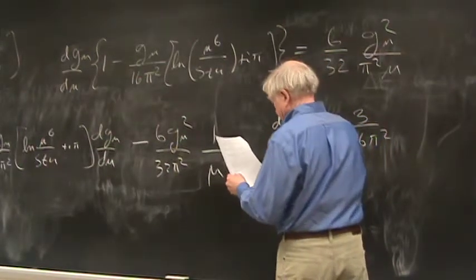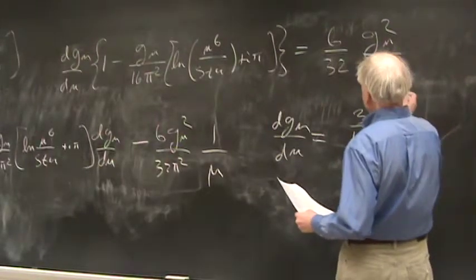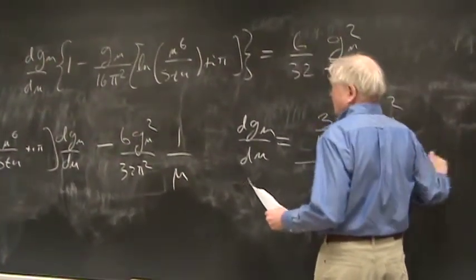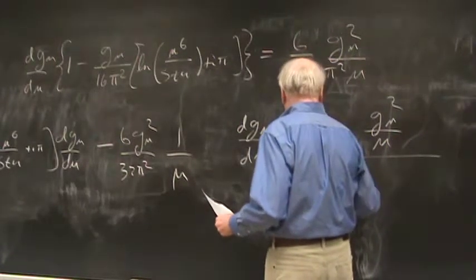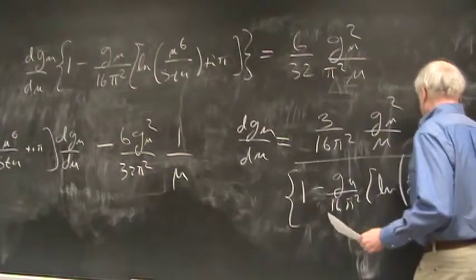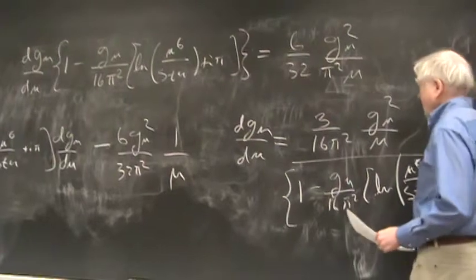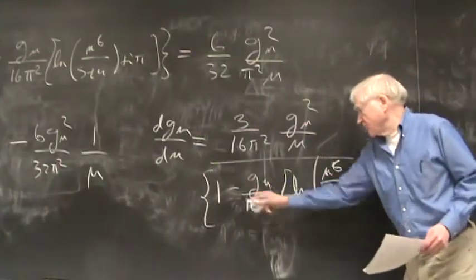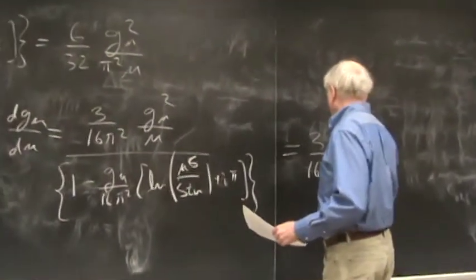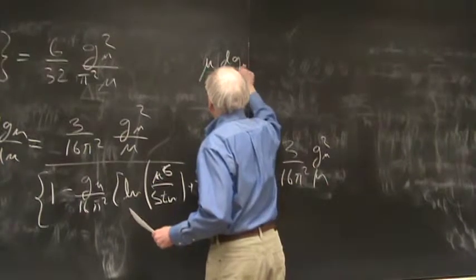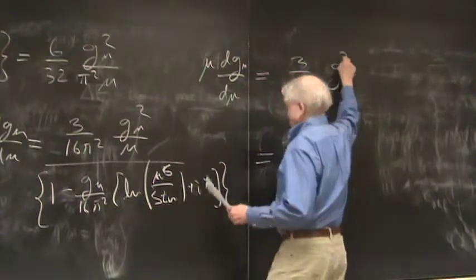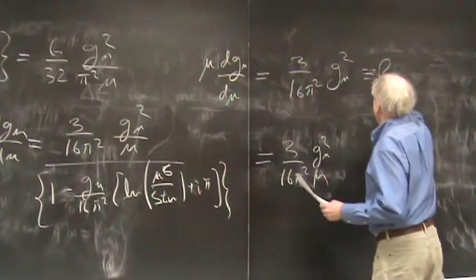or let us say, well, now let's, what shall I do? Let's just do it in a straightforward way. 3 over 16 pi squared g mu squared over mu, and then we have to divide by this huge 1 minus g mu over 16 pi squared log mu to the sixth over stu plus I pi. And so to lowest order, this is a higher order term, to lowest order this is just 3 over 16 pi squared g mu squared over mu. And that tells us that mu dg mu d mu is 3 over 16 pi squared g mu squared. Okay. And this is beta of g mu.